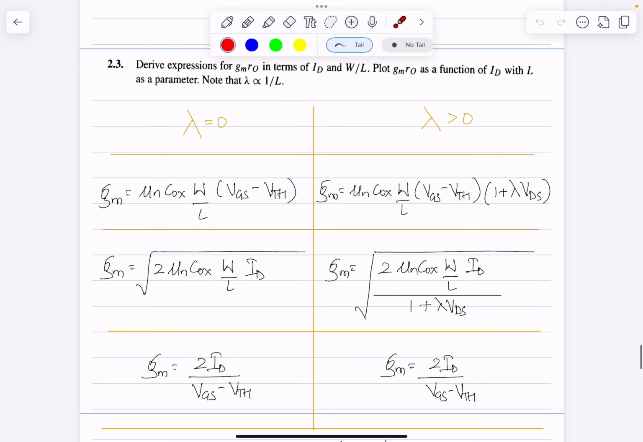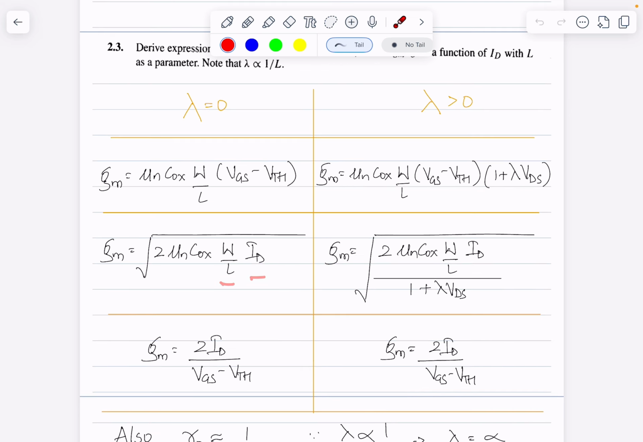Again, as I mentioned in my previous videos, there are three expressions for gm, and it is good to memorize them as it helps during the design process. Here I have listed the expressions for gm for two different cases: when lambda equals 0, that is, we are ignoring the channel length modulation effect, and when lambda is greater than 0, that means we are not neglecting the channel length modulation effect. Since we need to derive gm·ro in terms of ID and W over L, and I see that there is W over L and ID in this expression, I'll be going ahead and using this expression for gm.